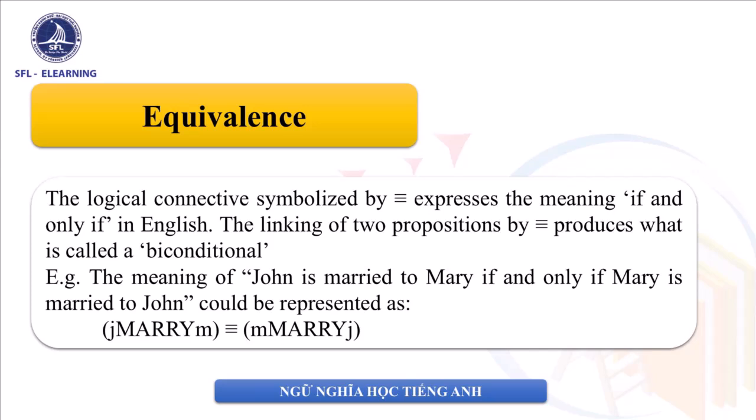For instance, the sentence John is married to Mary if and only if Mary is married to John can be represented symbolically as J marries M, M marries J. This means the truth of one depends entirely on the truth of the other. They must both be true or both be false.